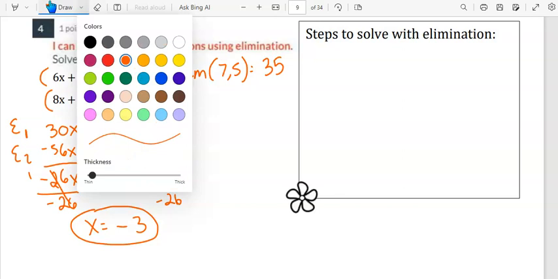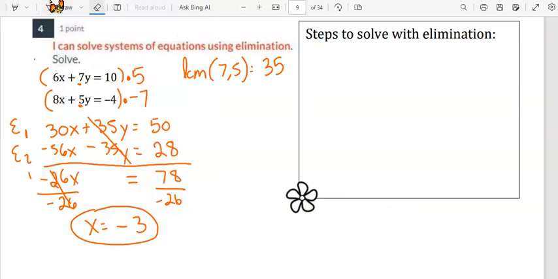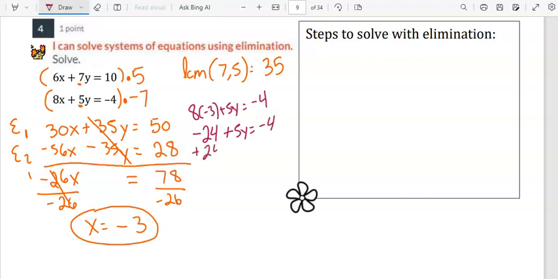To solve for y, we just plug it back into one of the two original equations. It doesn't matter which one, whichever one looks easier to use. Let's do the second equation. So we have 8 times -3 plus 5y equals -4. -24 plus 5y equals -4. Let's add 24 to each side. 5y equals 20. Divide each side by 5. So then we have 1y equals 4.